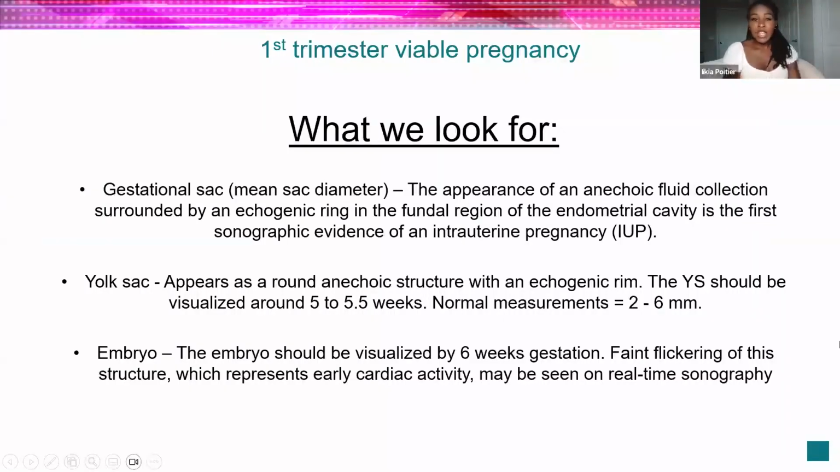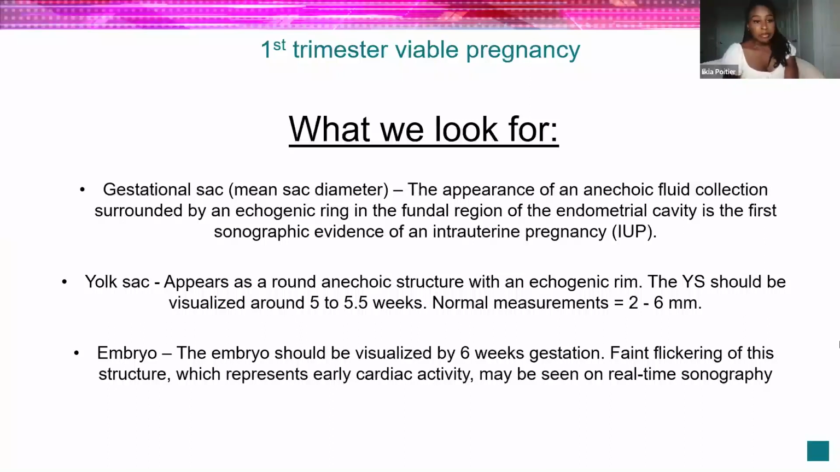Okay, so let's talk about first trimester pregnancies. So, viable pregnancies. What we look for: a gestational sac, of course. The appearance of an anechoic fluid collection surrounded by an echogenic ring in the fundal region of the endometrial cavity is the first sonographic evidence of an intrauterine pregnancy. So when you first come, we should already see that dark anechoic circle there. That's the first thing we're going to see.